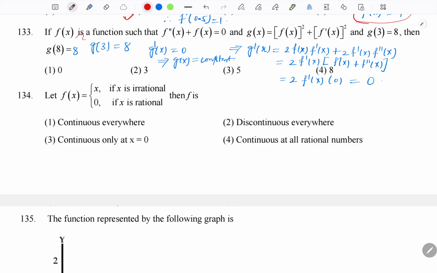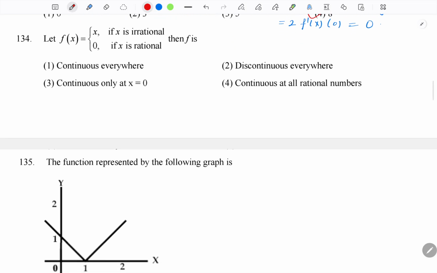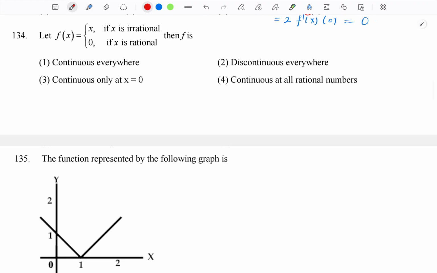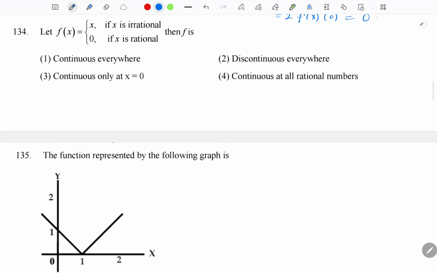Clear? So option number 4. Next question. Okay, then f of x. They're talking about continuous, right? I will write the continuous. First definition, limit x tends to, what is continuous? Left hand limit equal to, what is f at x equal to 0? It is very clear, right?